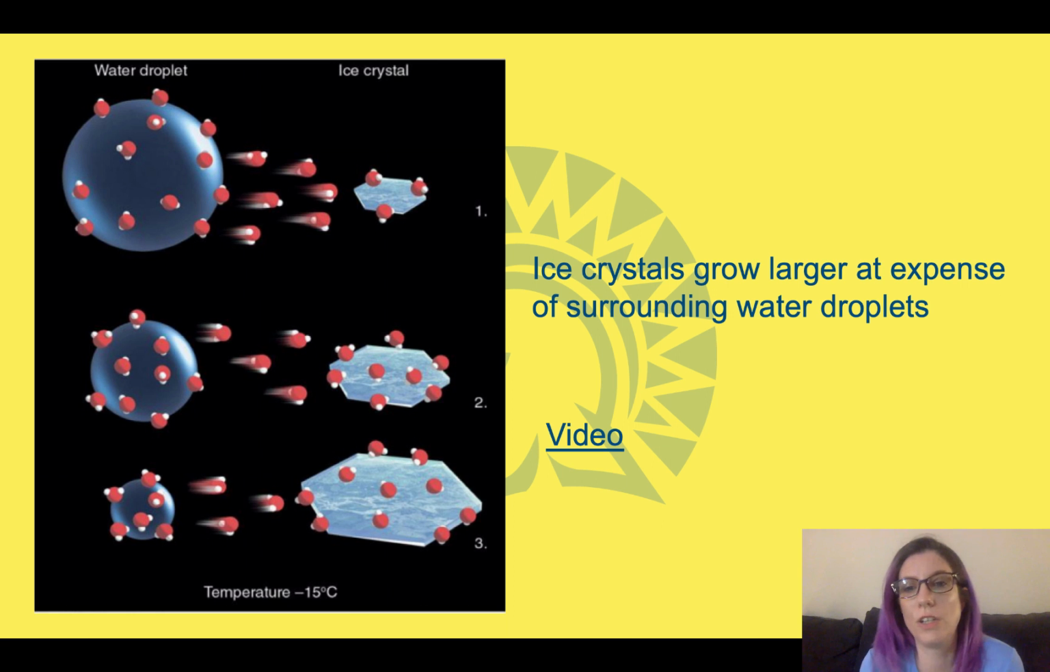This shows you the ice crystals growing larger at the expense of the surrounding water droplet. Here's the water droplet, and here's our ice crystal. The water vapor moves from the water droplet over to the ice crystal, and the water droplet actually gets smaller. You can see how it's moving over, and the ice crystal gets larger. That's how the process happens. It takes the water from the water droplet and makes itself grow larger.